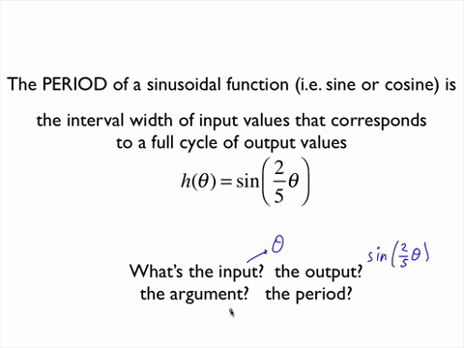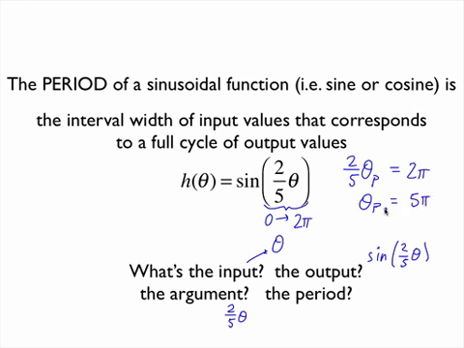So what's the argument? 2/5 theta. And to find the period, we ask the question, how does 2/5 theta need to vary for h to have 1 cycle? 2/5 theta needs to go from 0 to 2 pi. And so then we say, for what angle theta will 2/5 theta reach 2 pi? It turns out to be 5 pi.